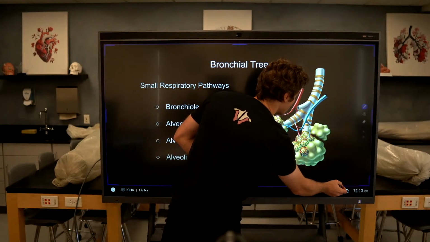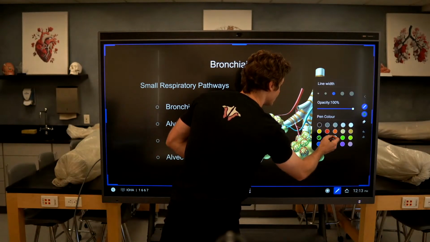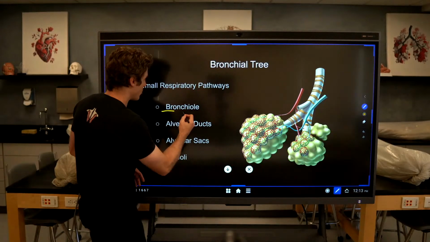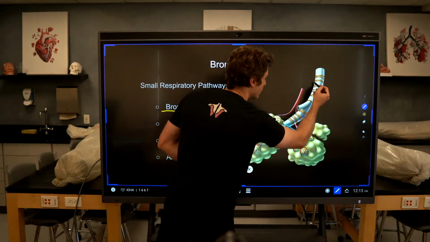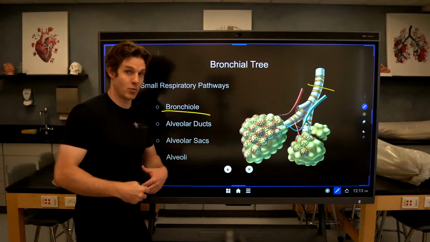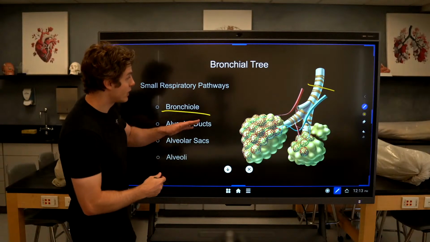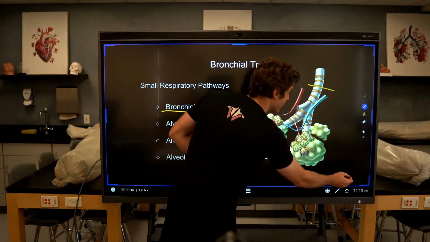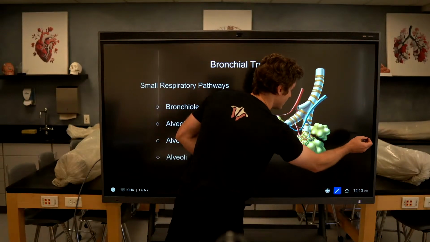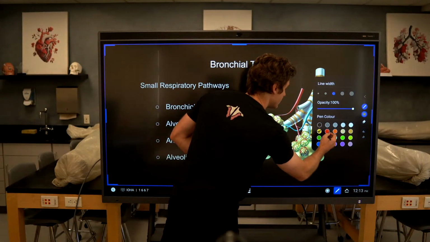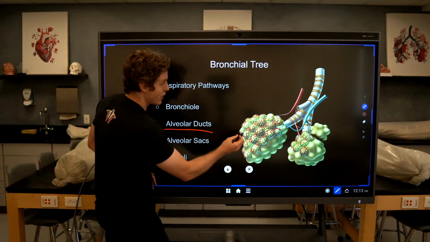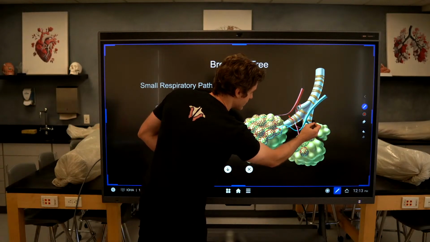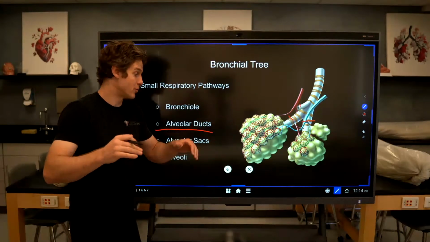So let's go back to labeling some of the stuff here. So first we have a bronchiole. Just think of a bronchiole as a smaller bronchus. Then we're going to have an even further branching occur, and we're going to get to alveolar ducts here. And so an alveolar duct would be this. These are just essentially branching off of the bronchioles.